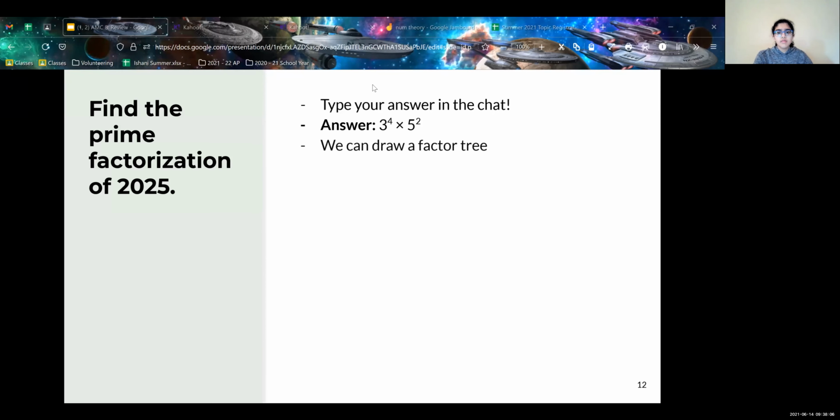And we can draw a factor tree. 2025, we can tell, is divisible by 25 because it ends in 25. Any number that ends in 00, 25, 50, or 75 is divisible by 25. So we divide out the 25, which is just 5 squared, and we get 81. 81 is 9 squared, and 9's prime factorization is 3 squared. So 9 squared is 3 to the power of 4. Then we get 3 to the power of 4 times 5 squared as our answer.